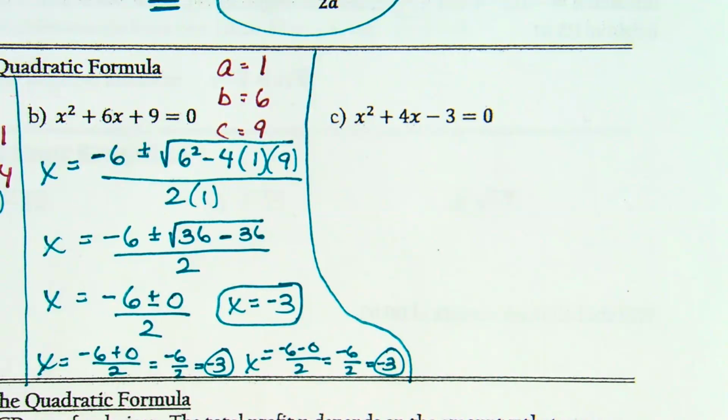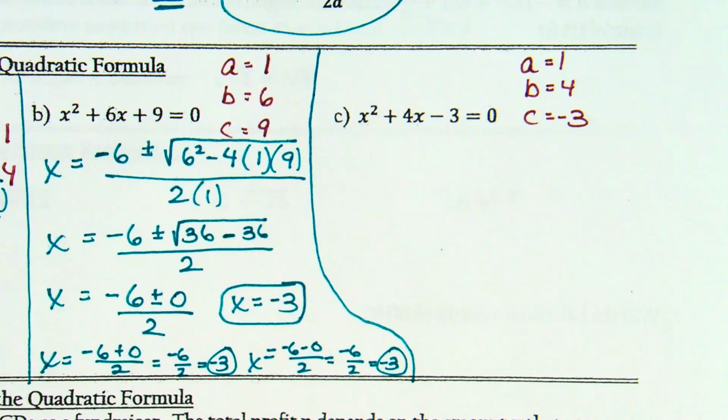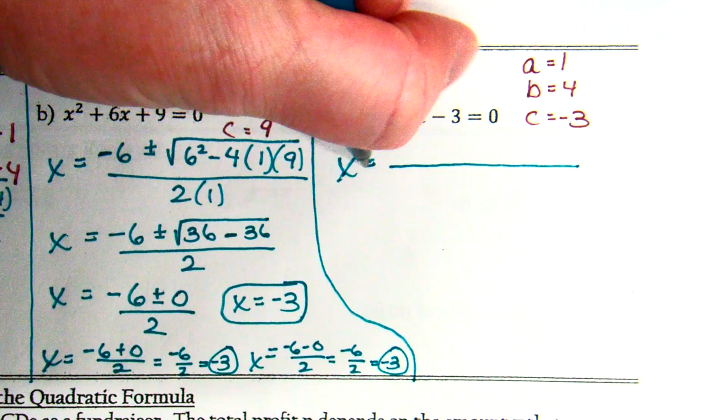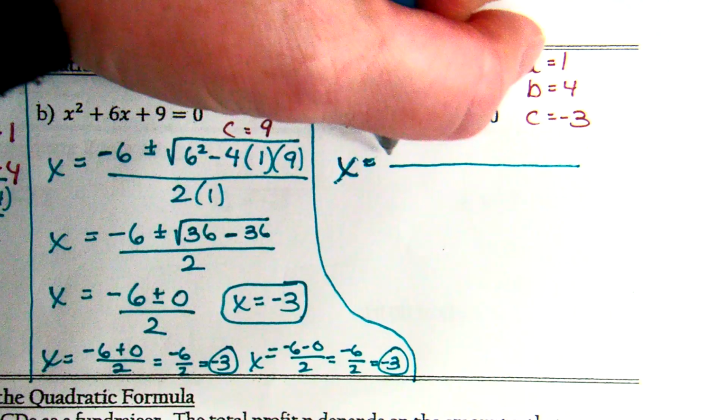Let's try C. Okay, Elena says it's equal to 0. That's kind of step 1. What's next? Okay, good. A is 1, B is 4, C is negative 3. X equals, and a big old fraction bar is what I'll give you. What do I start with? Negative what? Negative 4. It's negative b, so negative of 4.